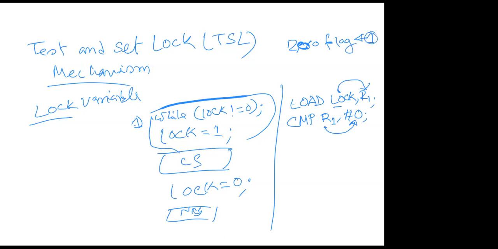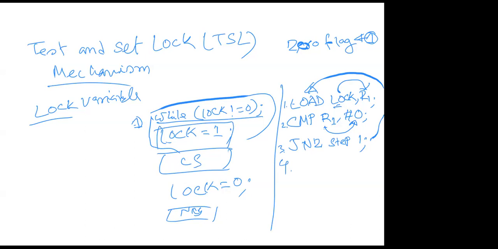But if it is not 0, you jump. If the zero flag is not set, you jump back to step 1, if these are steps 1, 2, 3. That means R1 is not zero, the lock value is not zero. This forms the loop, equivalent to the while line of code. So three lines of assembly are required, and then the fourth line makes the lock 1.